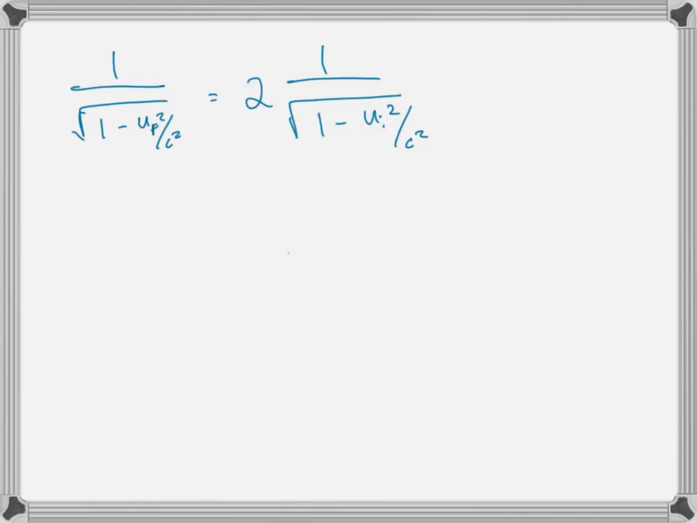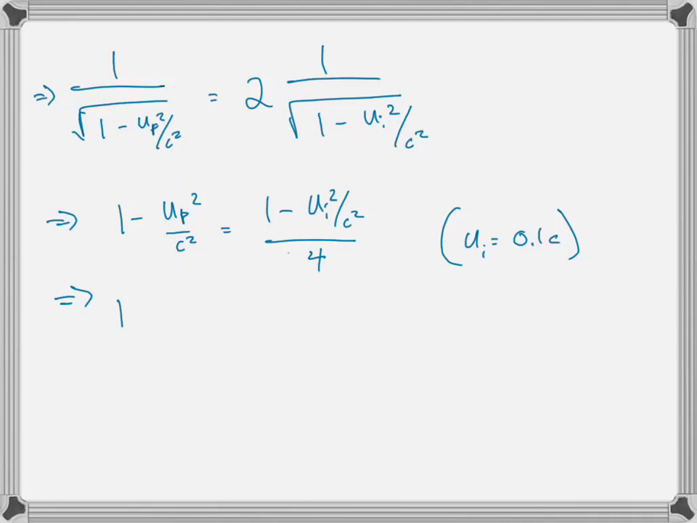And so we can square both sides, invert both sides. So 1 minus u final squared over c squared is equal to 1 minus u initial squared over c squared, all over 4. So this should be a therefore. And u initial was 0.1. Remember, u initial was 0.1 c. So therefore, 1 minus u final squared over c squared is equal to 1 minus 0.1 squared over 4. The c squareds cancel.